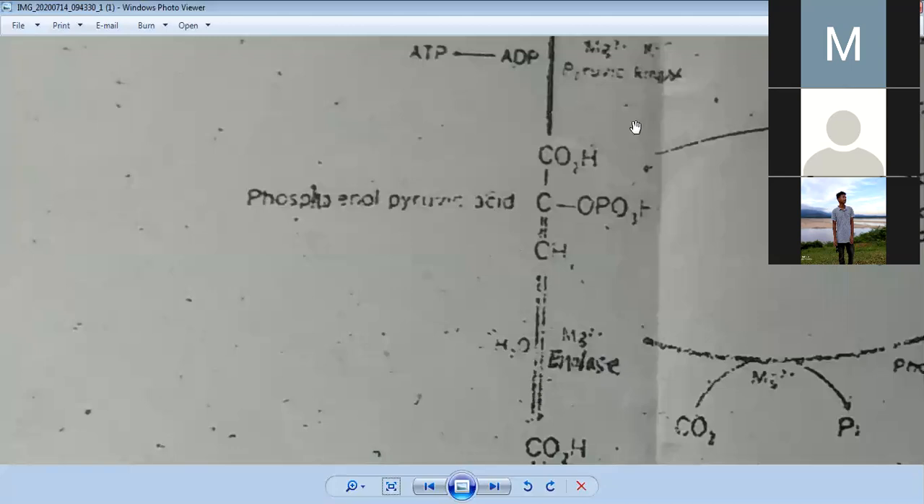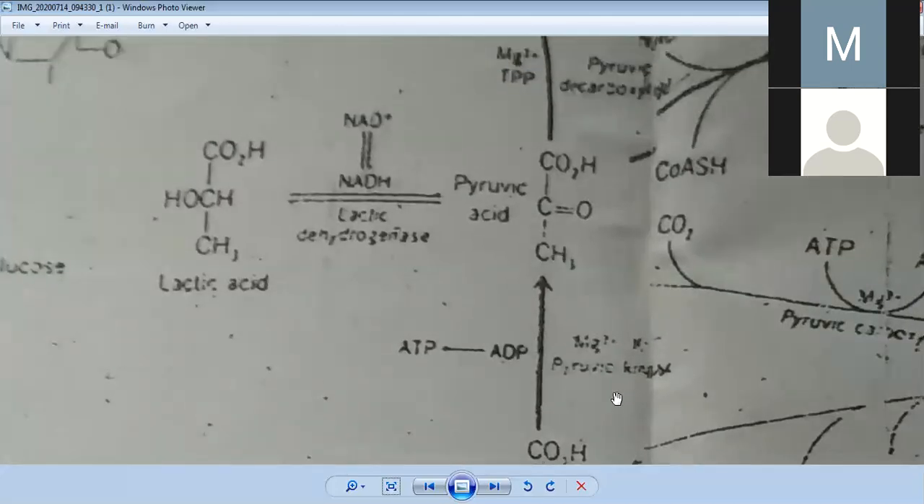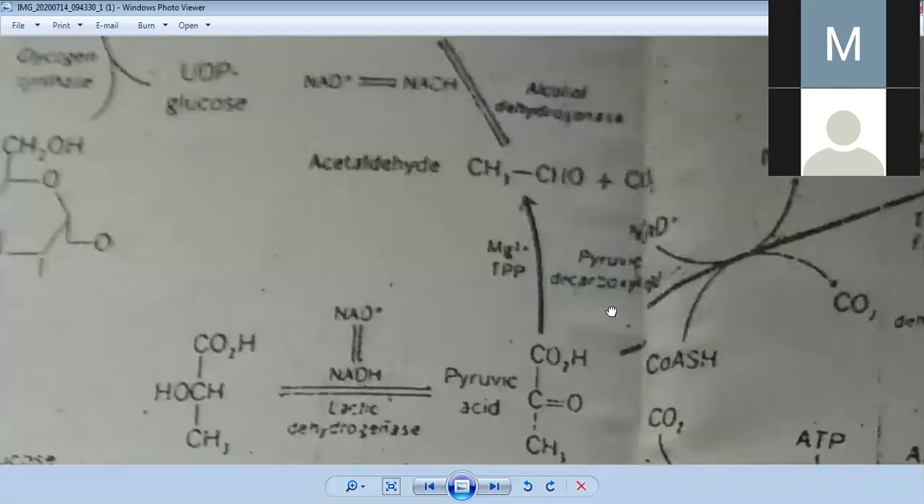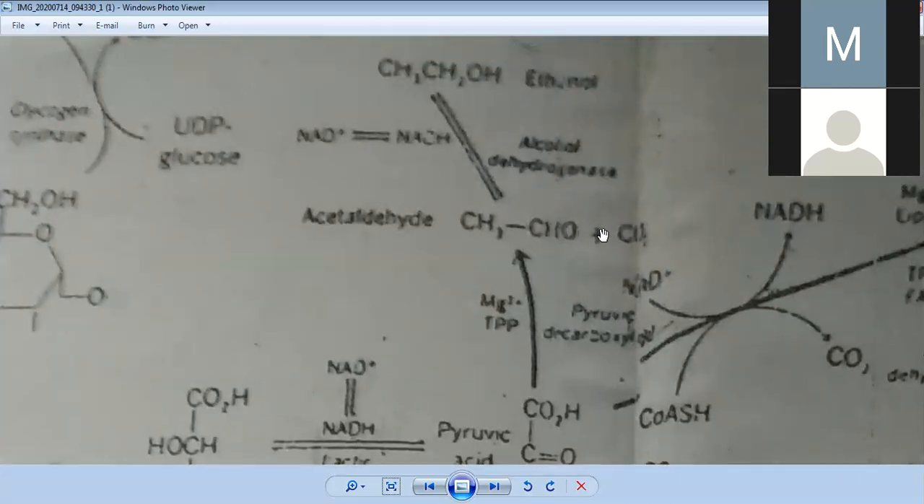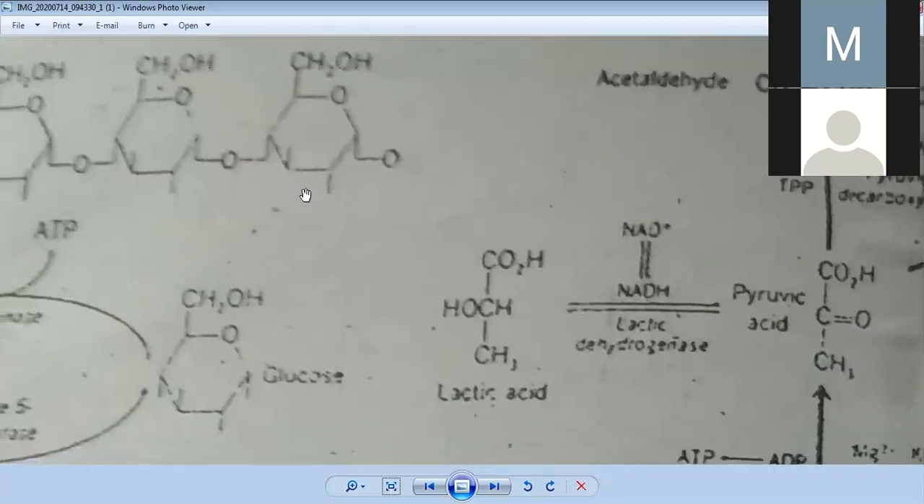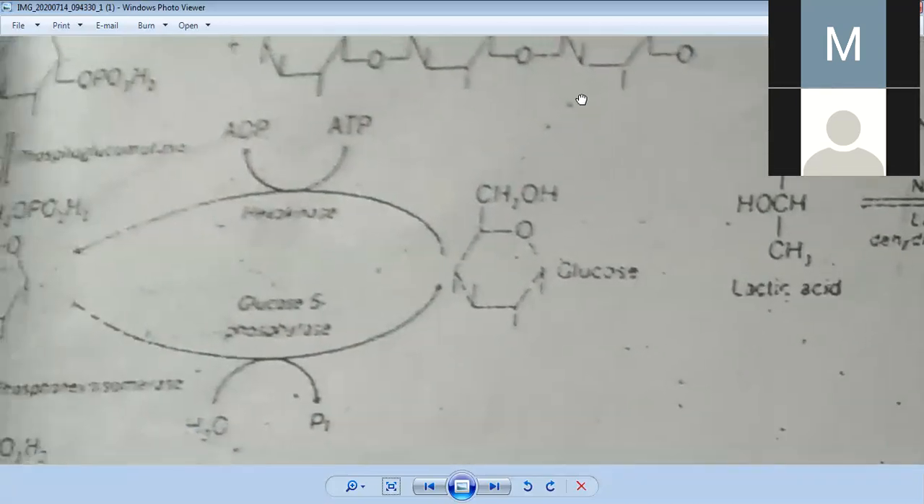But here, after glycolysis, from pyruvic acid to lactic acid, this is reversible. But from pyruvic acid to acetaldehyde, this is irreversible. So if sometimes you are asked a question to write down an irreversible reaction or a reversible reaction, you should know. And from this one, we cannot get an ATP. We have to spend ATP from glucose, steps 1 to 3.